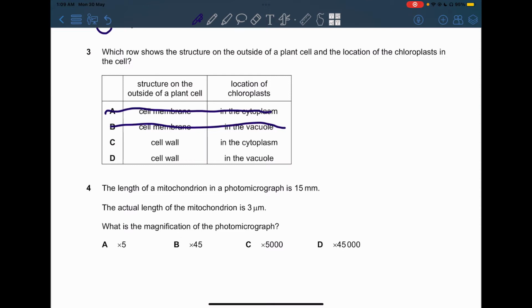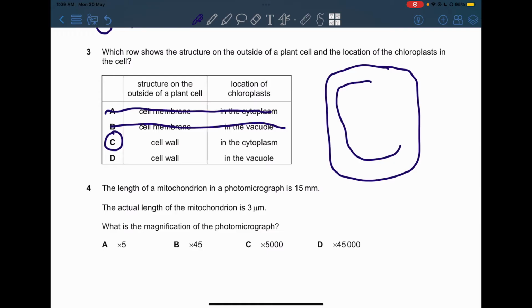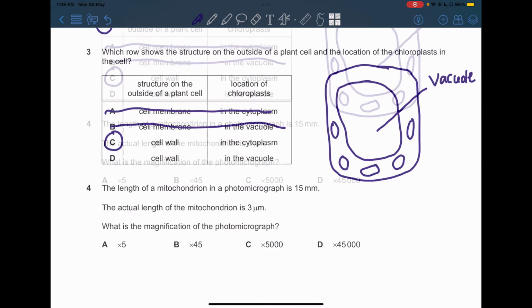Now our answer of course will be C, not in the vacuole, because here's the little sketch of a plant cell. It looked like that. This was the vacuole, and this was like the chloroplast around it, like that. So it was actually located in the cytoplasm and not in the vacuole.